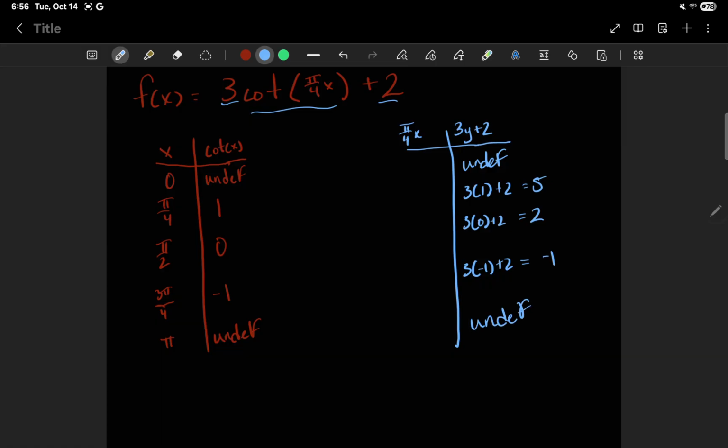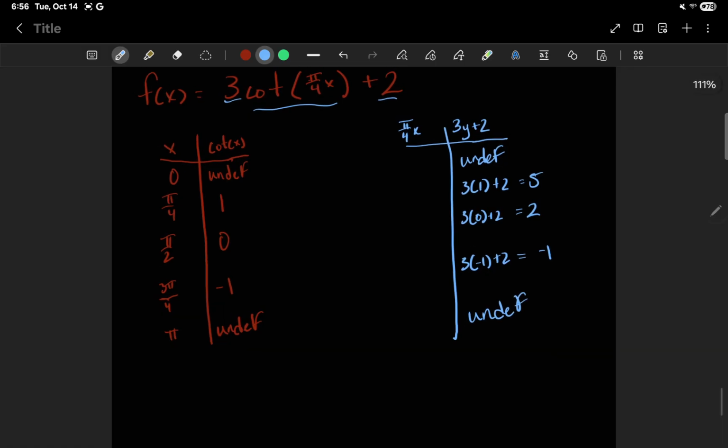And then for the x's, we just take the pi over 4x and set it equal to our original x's. So for the first one, we're setting it equal to 0, just like we did for all the others. Pi over 4x is equal to 0. Divide by pi over 4, that tells you x is 0. The next one, pi over 4x is equal to pi over 4, divide by pi over 4 on both sides, and that's x is equal to 1.